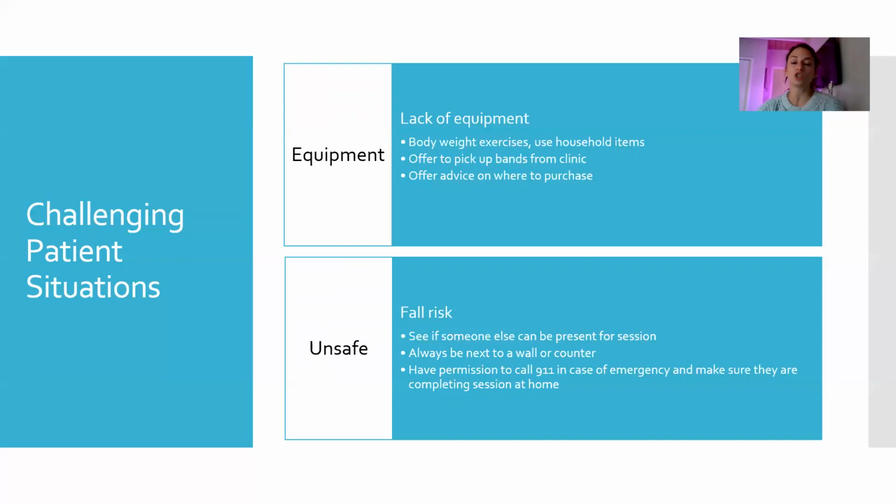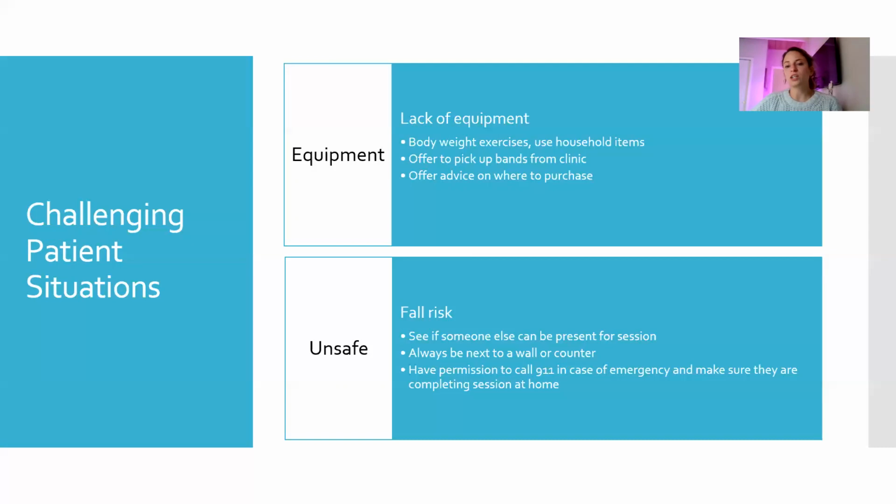And one other challenging situation that I want to talk about is the unsafe patient. If you have anyone that's at a fall risk, it is a little bit challenging to do these telehealth sessions because you can't keep your hands on them or use a gait belt or anything like that. So what I usually do is see if there is someone else available who can be present for the session, on standby if the patient's doing balance training or anything like that. I've had some husbands come into sessions, I've had granddaughters, so usually there's someone as long as you just ask.